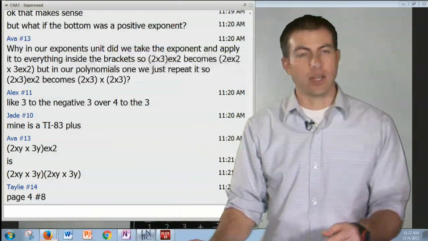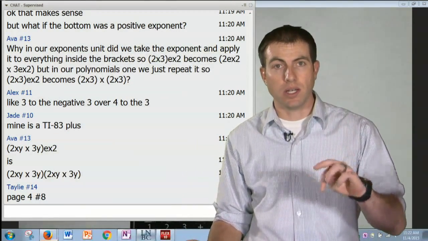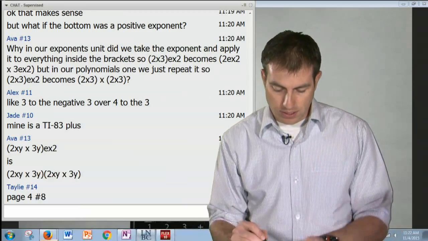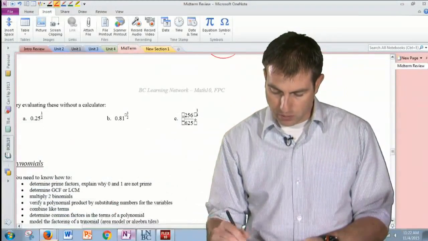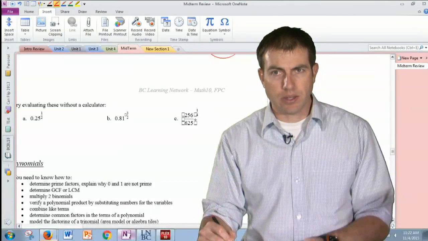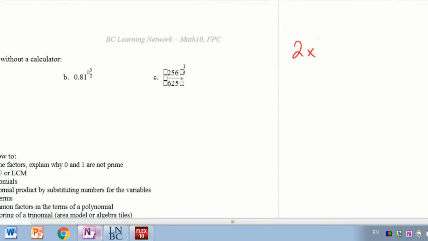So the difference that we run into with the polynomial unit as opposed to the other unit might not be super apparent right away. But when we had something like 2x to the exponent of 2, both things inside the bracket got our exponent, and we did it that way. So mathematically speaking, that's fine.